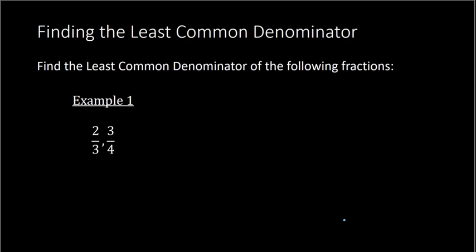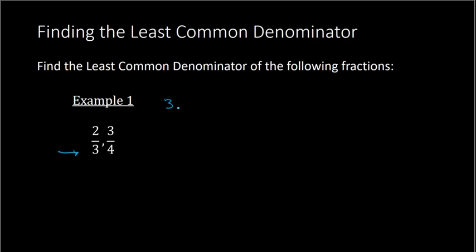So example 1, we have the fractions 2/3 and 3/4. Now to find the least common denominator, we're looking at the denominators here, which would be 3 and 4, and we're trying to find the least common multiple of 3 and 4. So remember how to find the least common multiple. There's two ways to do this. One way is by listing out the multiples of 3 and then listing out the multiples of 4.